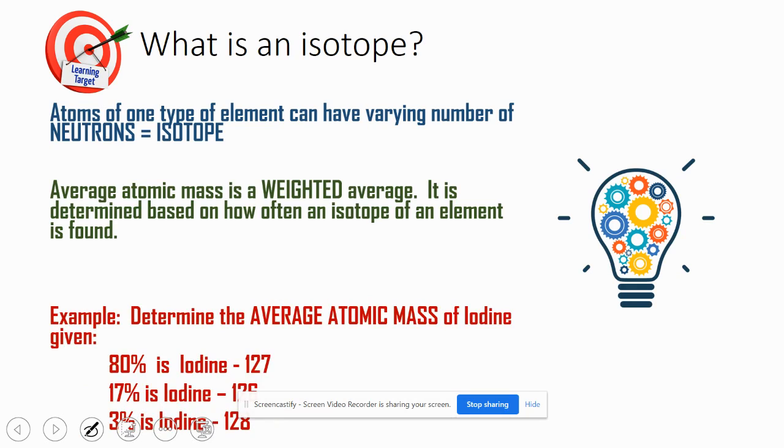So for example, in this particular situation, we can see that if we were to calculate 80% of 127, if you mathematically do this, you can get the average atomic mass of iodine. In order to do that, you would have to multiply the 80% times the 127, 17% times 126, and 3% times the 128. After you add all those up, you're going to come up with basically an average, and that's the average atomic mass.